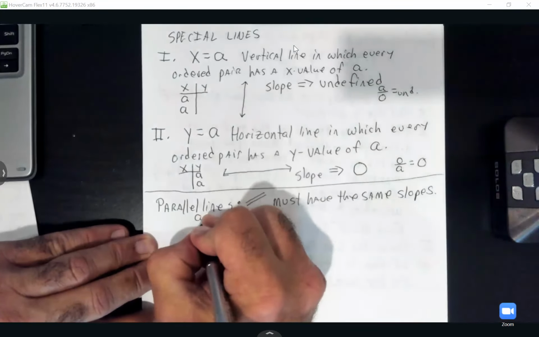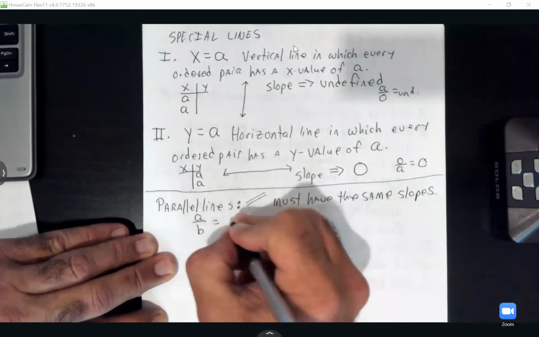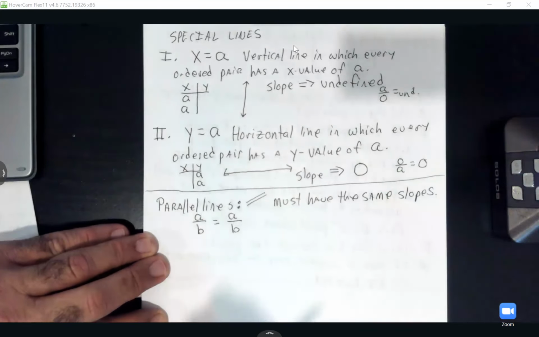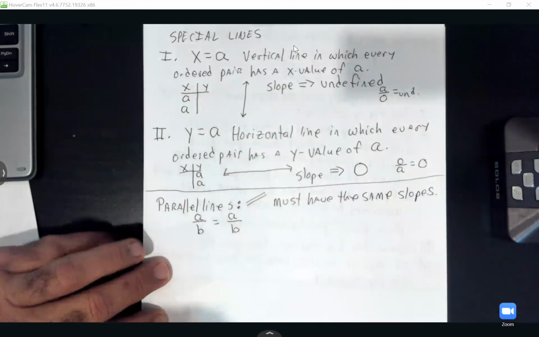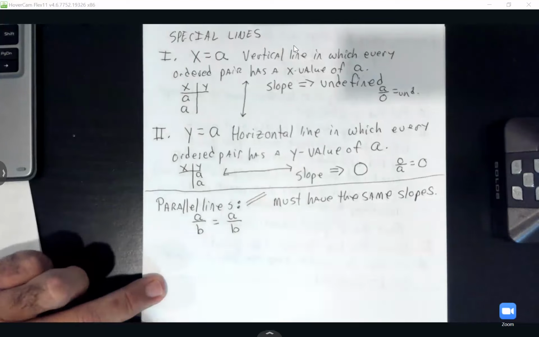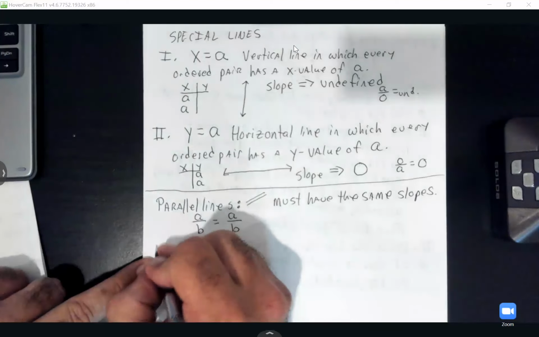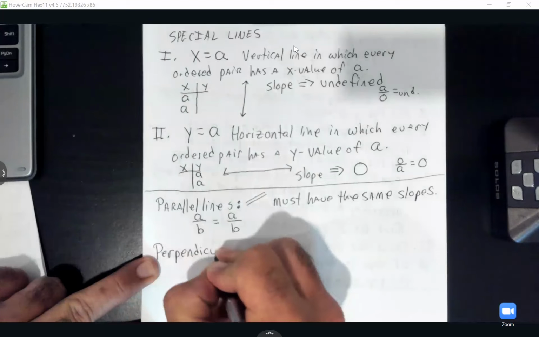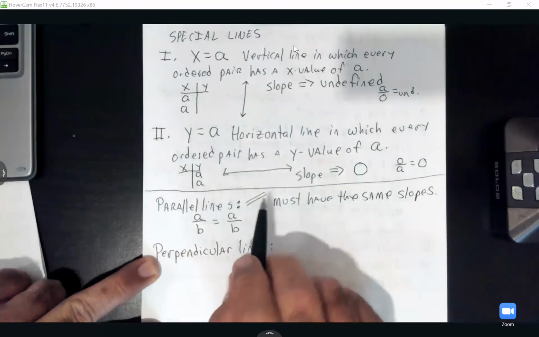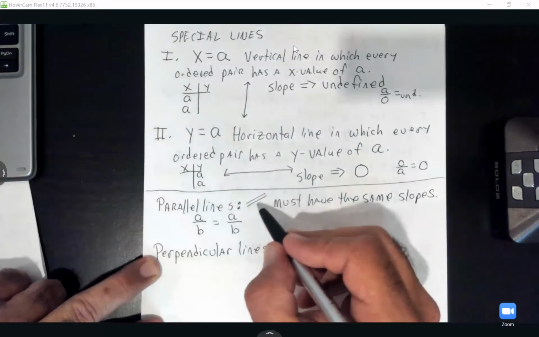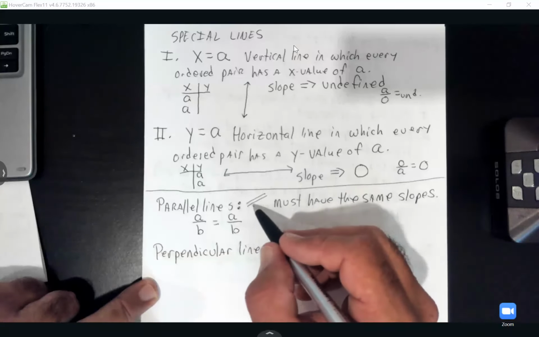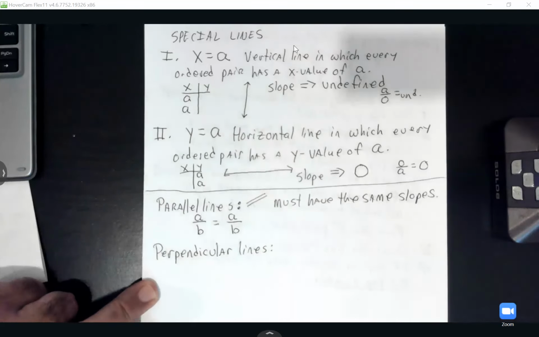So that means if the slope of my first line is a over b, then the slope of my second line has to be a over b. They gotta look exactly the same, okay? Now, another thing, if you notice about these parallel lines, they never intersect. They never get closer to each other. They stay the same distance apart as they go forever and ever.